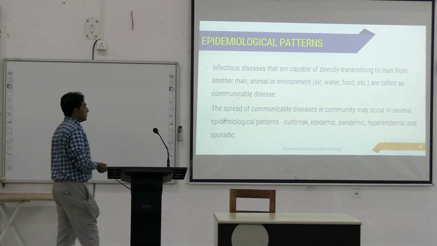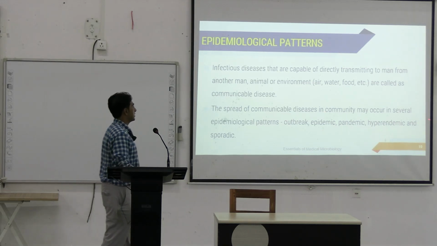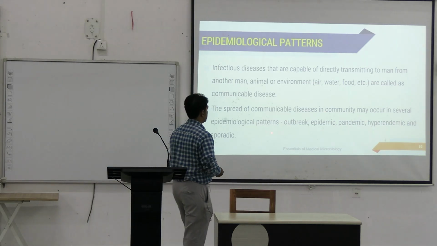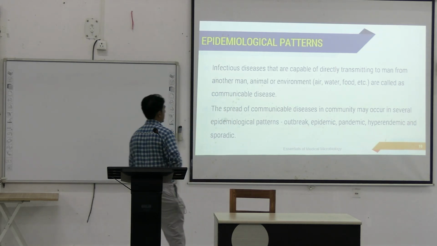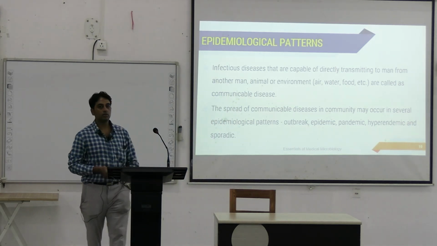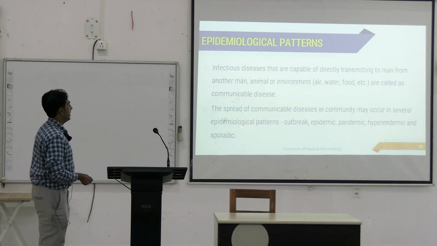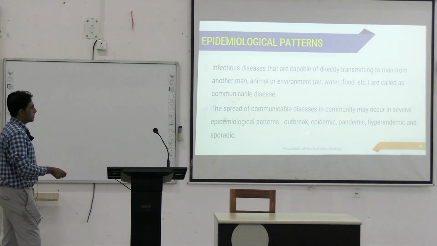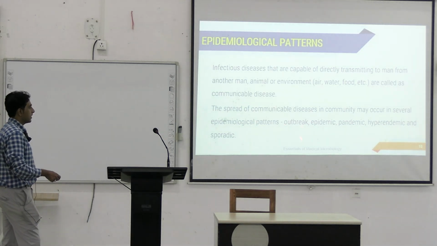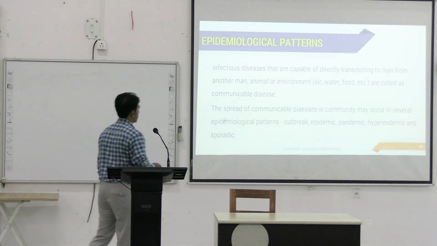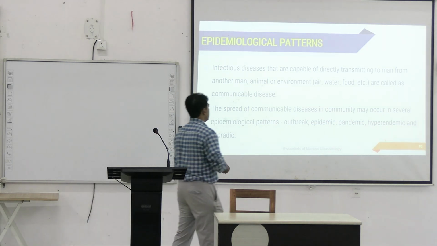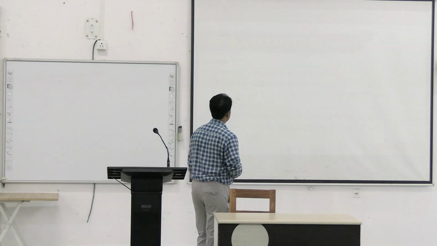The spread of communicable diseases in community may occur in several epidemiological patterns like outbreak, epidemic, pandemic, hyperendemic and sporadic. Communicable disease গুলো চারটে রকম প্যাটার্নে হয়. আউটব্রেক, চার পাঁচটা রকম প্যাটার্নে, আউটব্রেক, এপিডেমিক, প্যান্ডেমিক, hyperendemic and sporadic. So, let's see which are these factors.